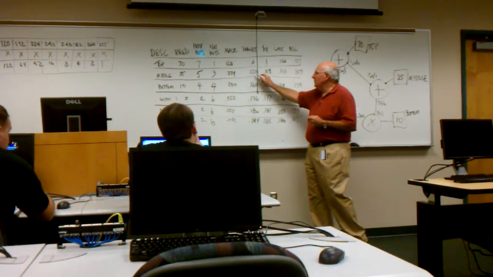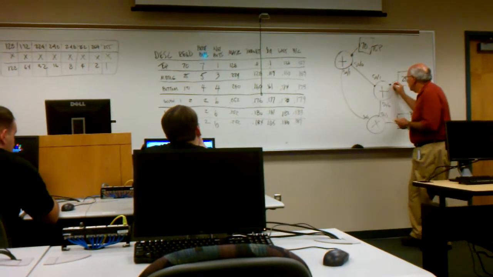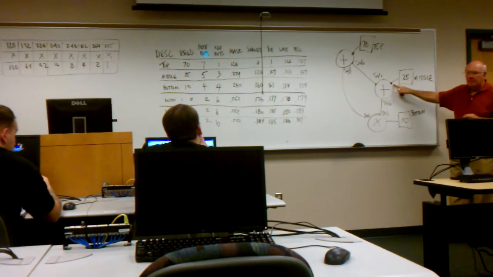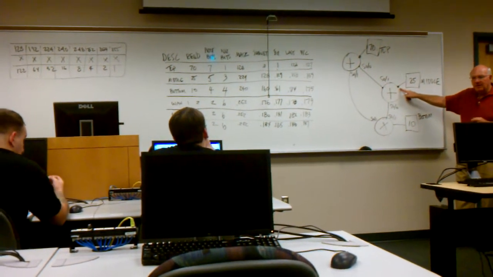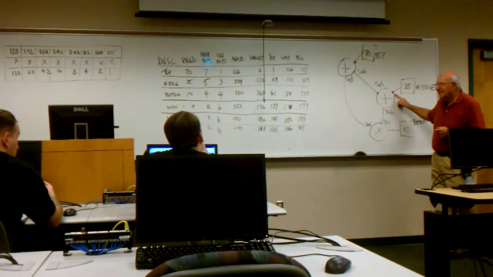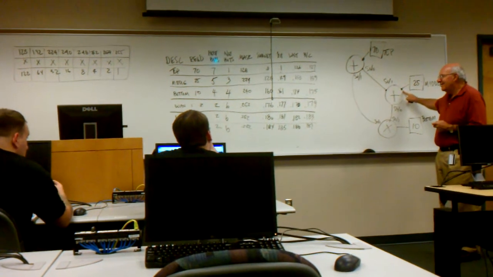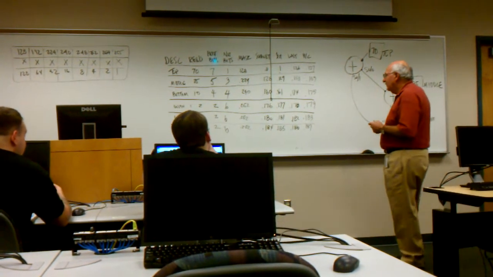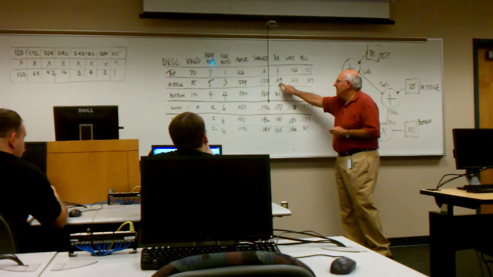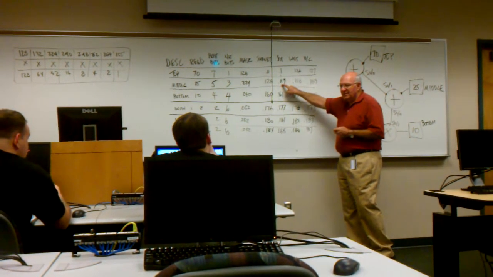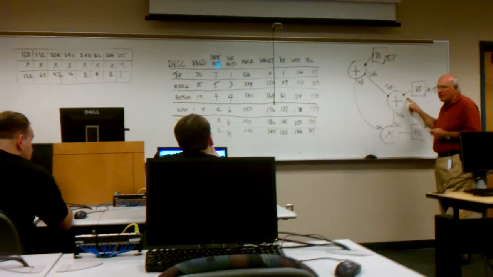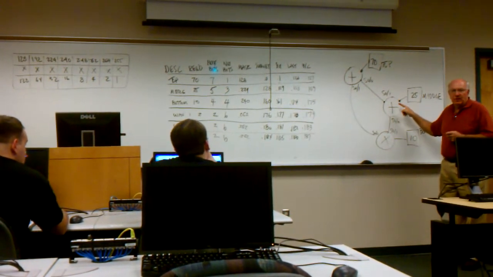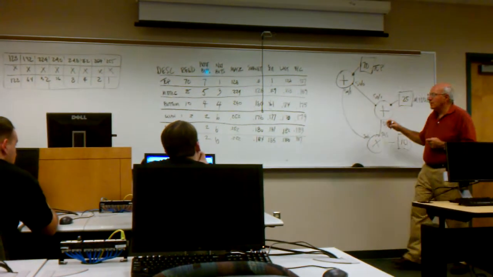This network right here, the middle network, what is this IP address right here? 129. 128. The first address. This interface address is the very first address in this network.